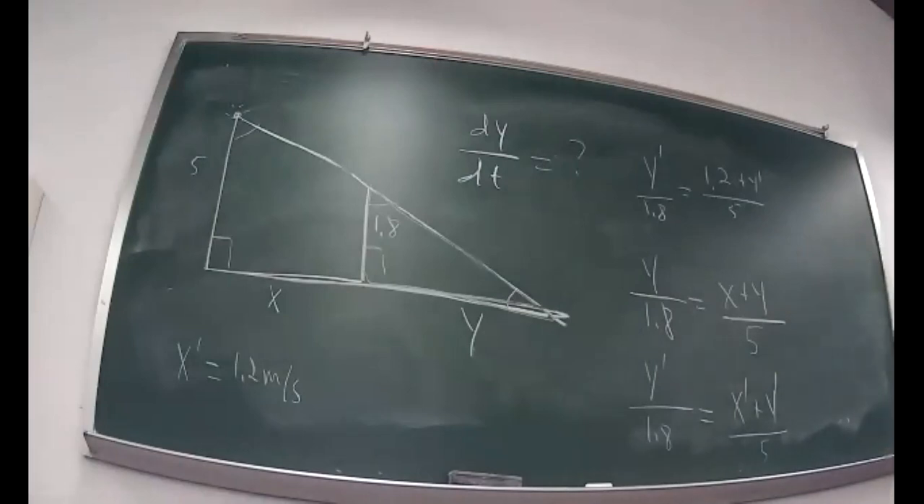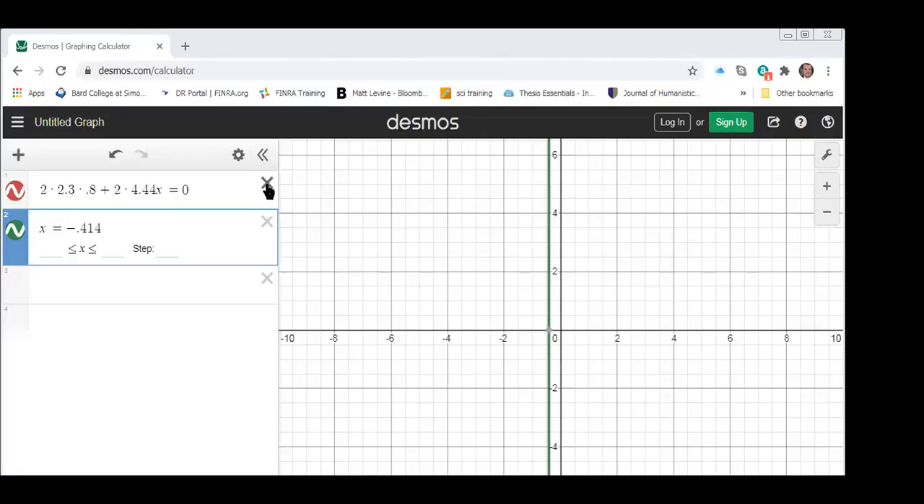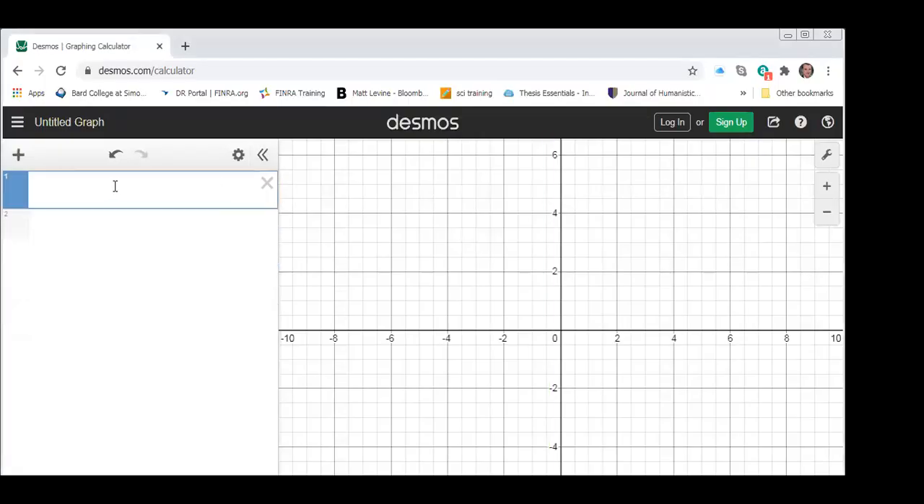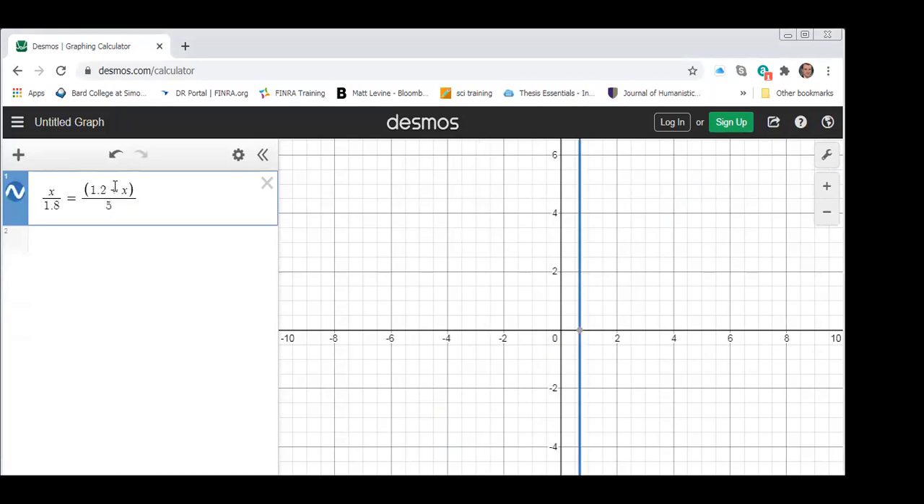And let's just use Desmos to solve it for us, because we're about out of time, but I at least want to show you a real numeric answer. Desmos won't accept y prime, so I'll just use x in place of it. So if I say x over 1.8 is equal to 1.2 plus x, and then the entire quantity was divided by 5, right? That's what it was. Then the answer is 0.675.